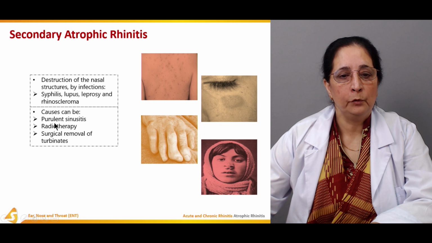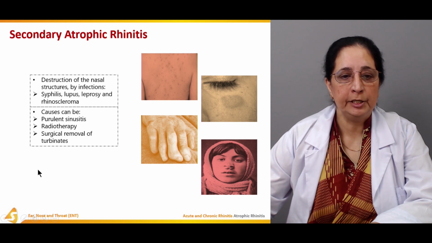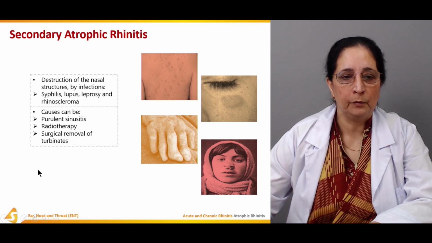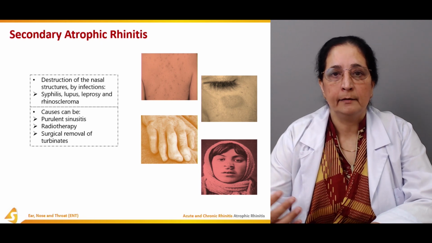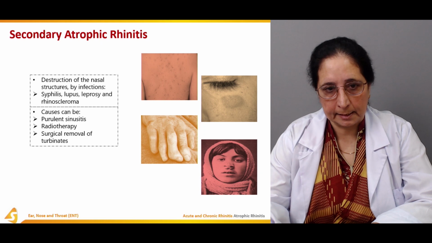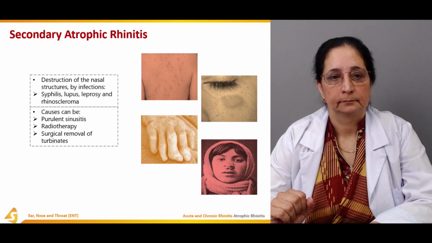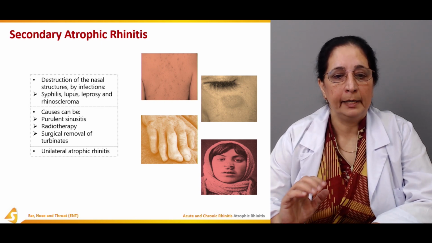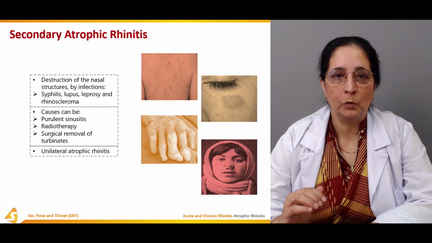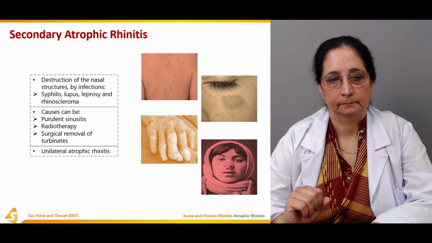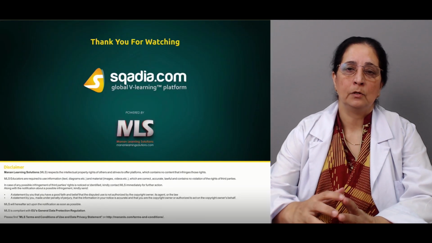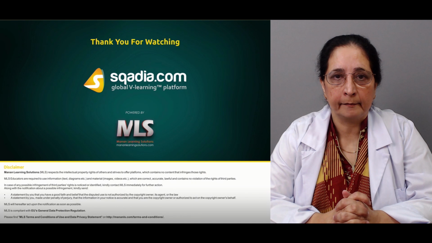Causes can be purulent sinusitis, radiotherapy, and surgical removal of turbinates. All these can cause secondary atrophic rhinitis. It is unilateral atrophic rhinitis in most of these cases. So that was all about atrophic rhinitis.